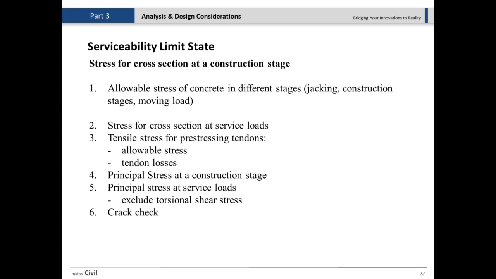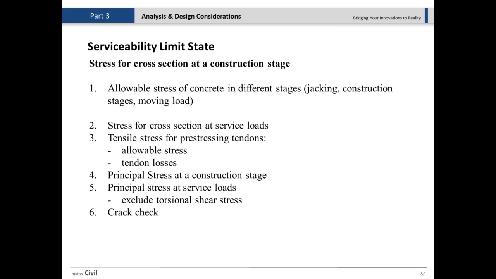Okay, so for the serviceability limit state, we also have to check the allowable stress of the concrete in different stages, because when we jack the post-tensioning tendons, it might initially cause a lot of tensile stress in the top of the concrete and might cause it to break. So all of those should be checked during different construction stages. And in segmental and post-tensioned bridges, we have to model different construction stages. So those also will be modeled for you next week with Midas Civil.